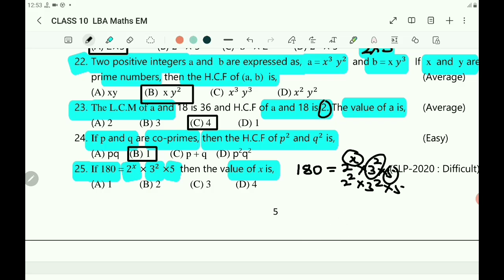So in the place of x, what do you have to write? Here 2 power 2 is there, 2 power x is there. So in the place of x, 2 is there. So what is the answer? Option B is the answer.